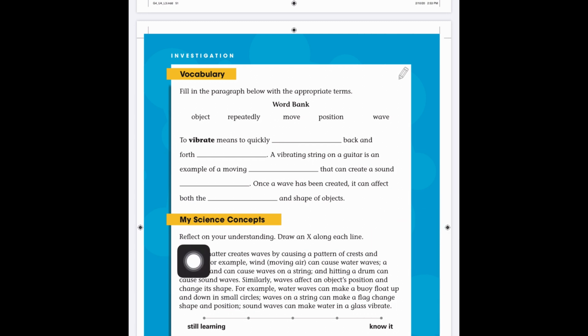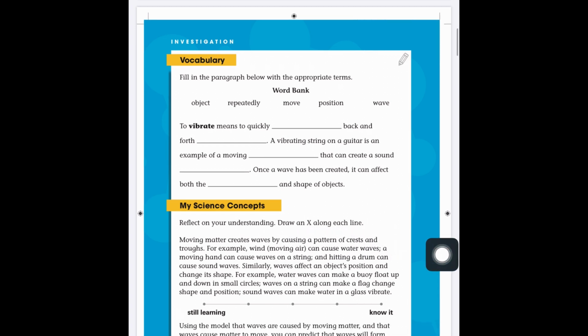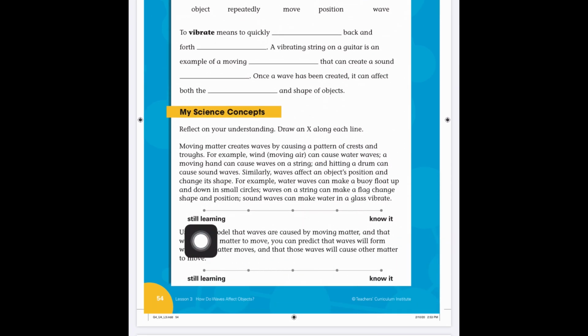My science concepts. Reflect on your understanding. Draw an X along each line. So you're going to say if you're still learning it, if you know it, and anywhere in between. So this one's like, yeah, I kind of got it. I kind of understand it.